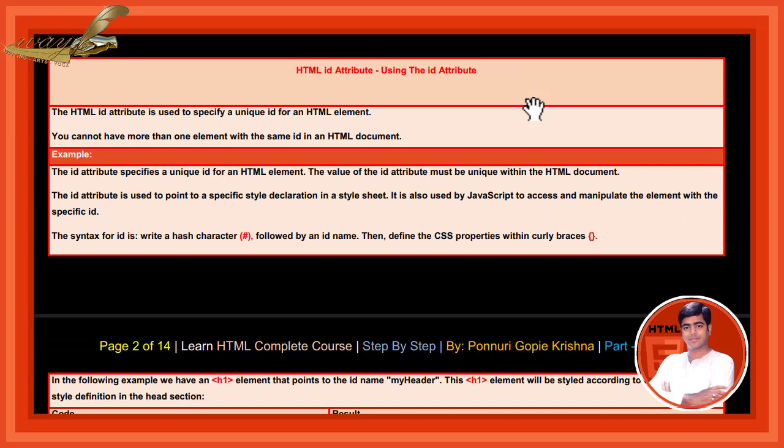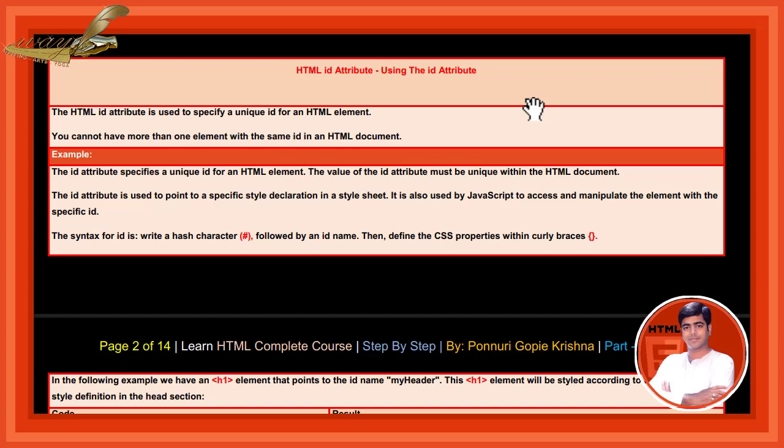Example: the ID attribute specifies a unique ID for an HTML element. The value of the ID attribute must be unique within the HTML document. The ID attribute is used to point to a specific style declaration in a style sheet. It is also used by JavaScript to access and manipulate the element with the specific ID.